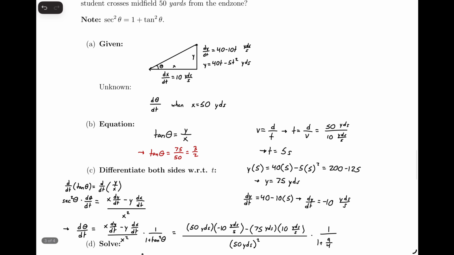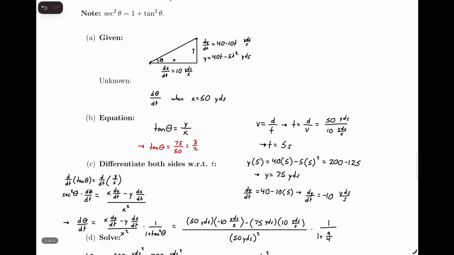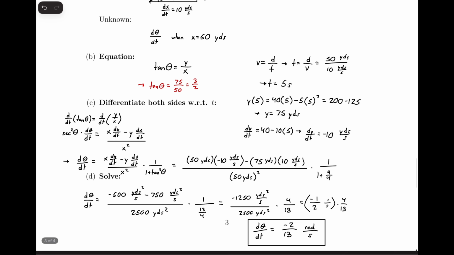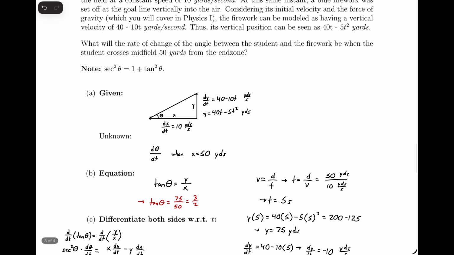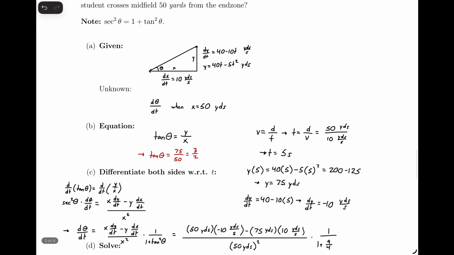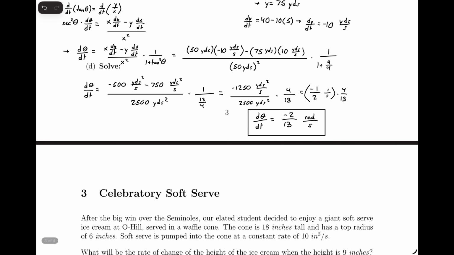Looking at this problem, we know from earlier when you solve the velocity of the firework that the velocity is negative. It's negative 10 yards a second at the instant we're looking at, which means the firework is traveling downwards. I suppose this makes sense, that the angle between the student and the firework is decreasing. So negative 2/13 makes sense in the fact that it's negative.